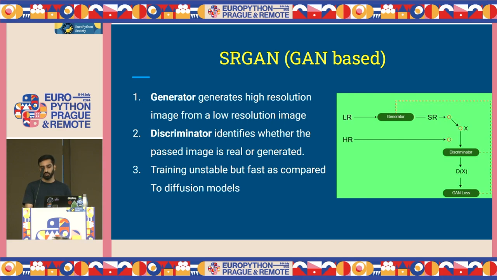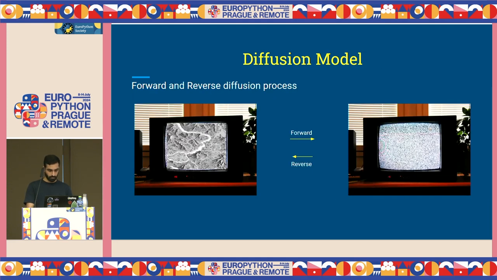Now let's see how diffusion-based models work. It is based on a forward and reverse diffusion process. Once we have a high resolution image, we can add noise to that high resolution image, which generates a noisy image, which is known as the forward diffusion process. Now, with the help of a trained model, we can remove this noise and generate the high resolution image back, which is known as the reverse diffusion process. So this is how diffusion models work in a nutshell.